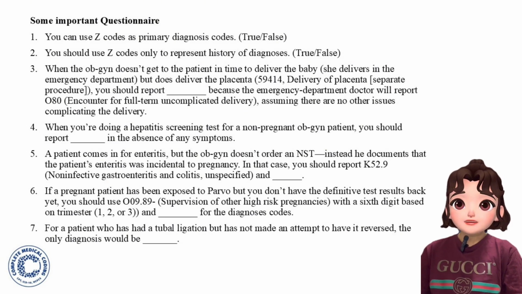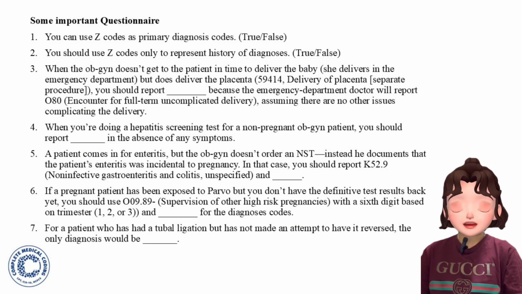Third one. When the OB/GYN doesn't get to the patient in time to deliver the baby, she delivers in the emergency department, but does deliver the placenta. The code is 59414, delivery of placenta, separate procedure. You should report dash because the emergency department doctor will report OAT, which is encounter for full term uncomplicated delivery, assuming there are no other issues complicating the delivery.